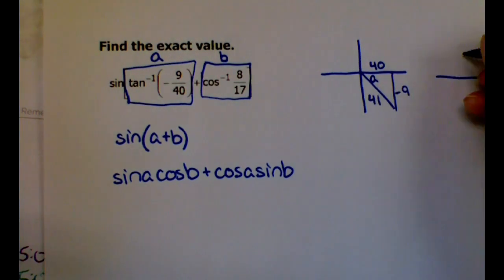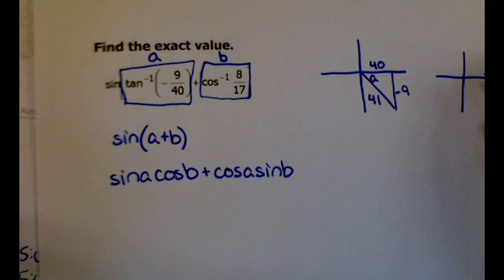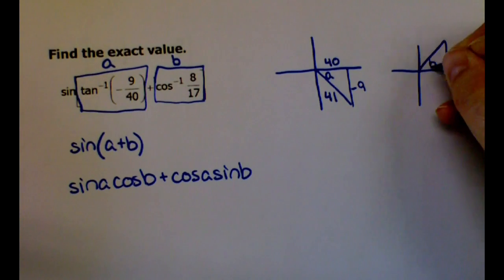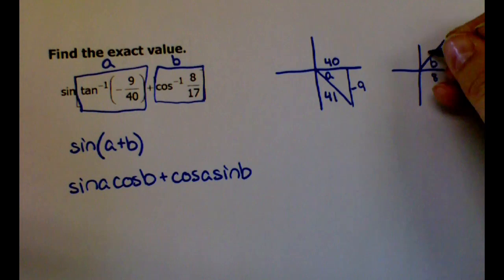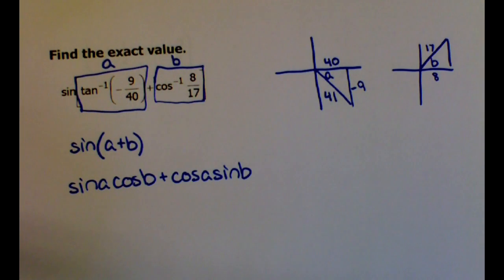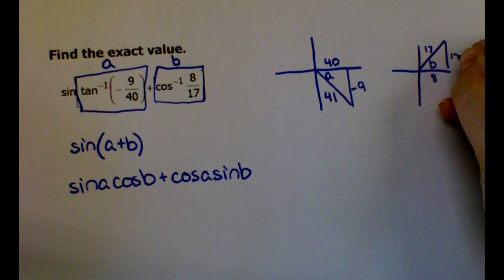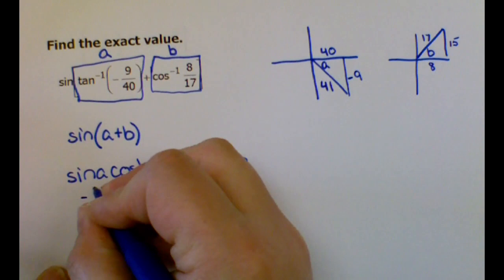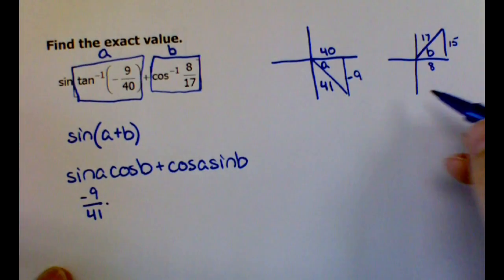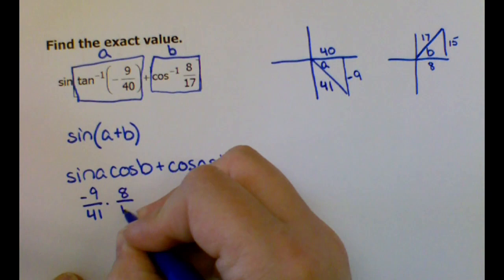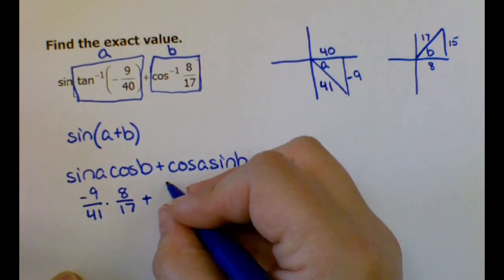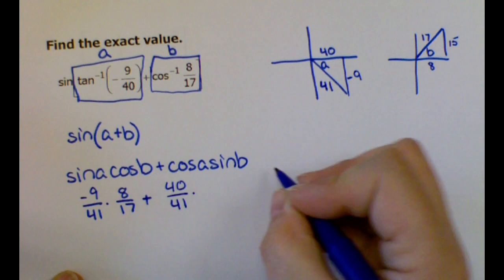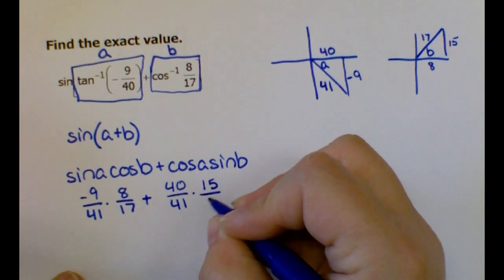And then B, it's a cosine inverse of a positive value, so that's the first quadrant. My cosine is adjacent over hypotenuse, so 8 over 17. And my missing side, square root of 17 squared minus 8 squared, it is 15. Now I can fill in my numbers. The sine of angle A is negative 9 over 41. The cosine of angle B is 8 over 17. The cosine of angle A is 40 over 41. The sine of angle B is 15 over 17.